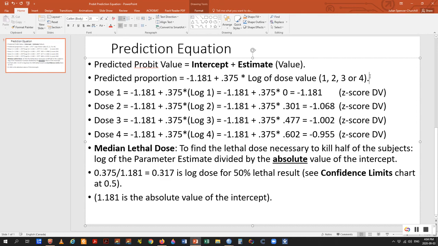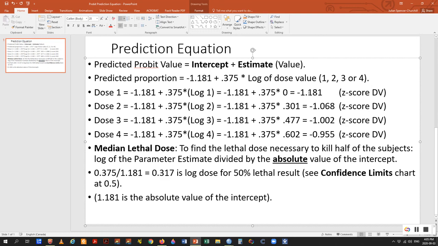For the different doses, we have dose 1. Again, we have the intercept plus the estimate times the log of 1, which is going to equal 0, and then you can calculate this out. All of these dependent variables are in the form of a z-score. Minus 1.1 means 1.1 standard deviations below the mean. Minus 1 is 1 standard deviation below the mean. Same here. And minus 0.955 is less than 1 standard deviation below the mean. Standard deviations are very useful for calculating proportions, and so you'd fill in your bell curve from negative infinity up to this point.